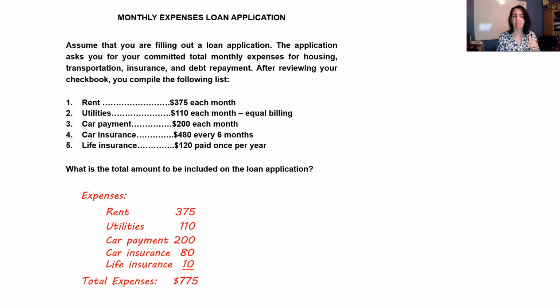Makes sense, right? That's accrual basis. We don't care when the cash is paid. We care what periods it matches to. These are expenses of the periods, right? So there we go, accrual basis.